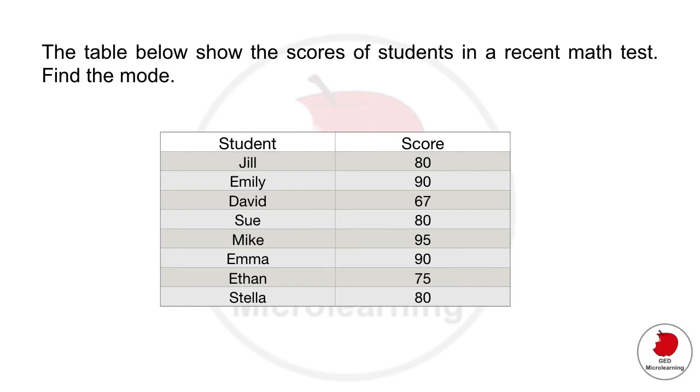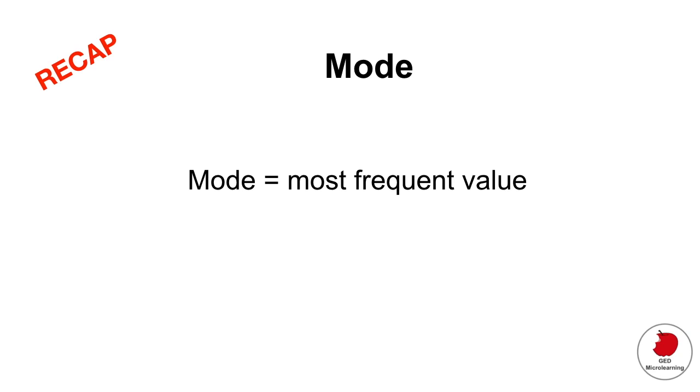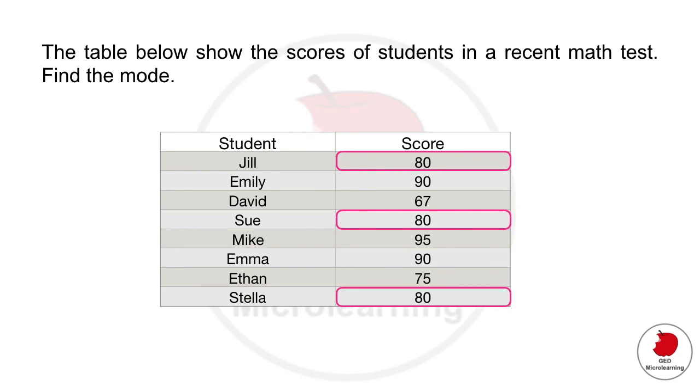The table below shows the scores of students in a recent math test. Find the mode. Okay, so mode, median, and mean are three terms that you should know because they come up a lot in the GED. And actually here you don't have to do any math. You only have to know what mode is. Mode is simply the most frequent value. So all you have to do to answer this question is look at the table and find the value that comes up most frequently. In this case, you can see it's 80. All right, so that's the mode. And that's all there is to this question.